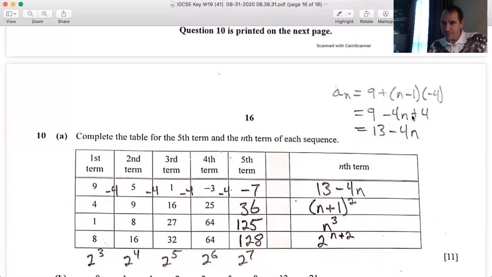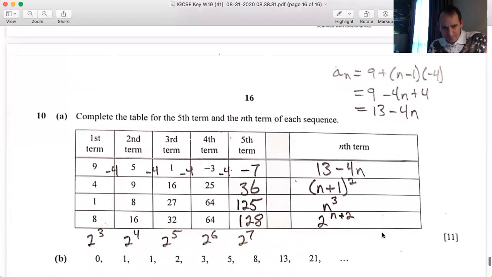Distribute your -4 through, so you get -4n plus 4, and you just combine your 9 and 4, so you get 13 minus 4n is your nth term.